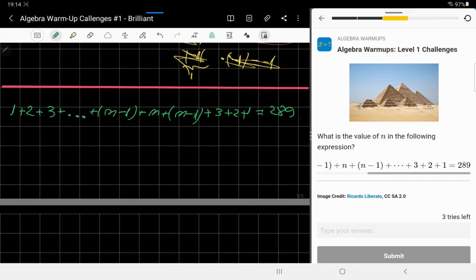So if we know some rules in algebra, this would actually be n over n plus 1, n times n plus 1 over 2, if I'm not mistaken.